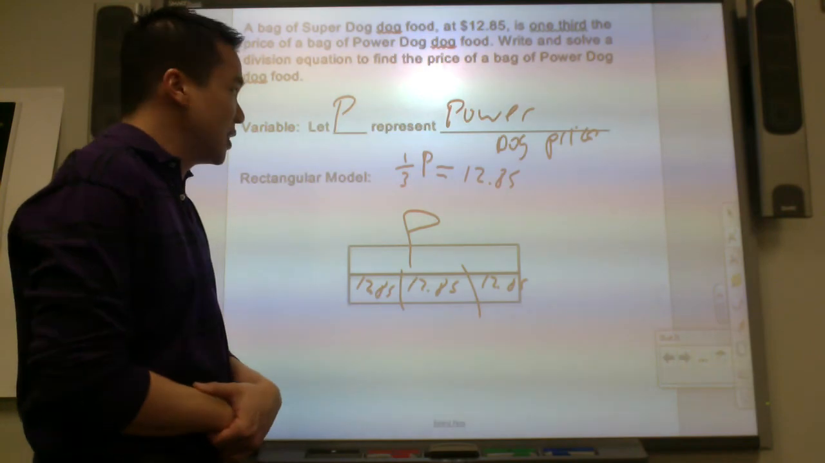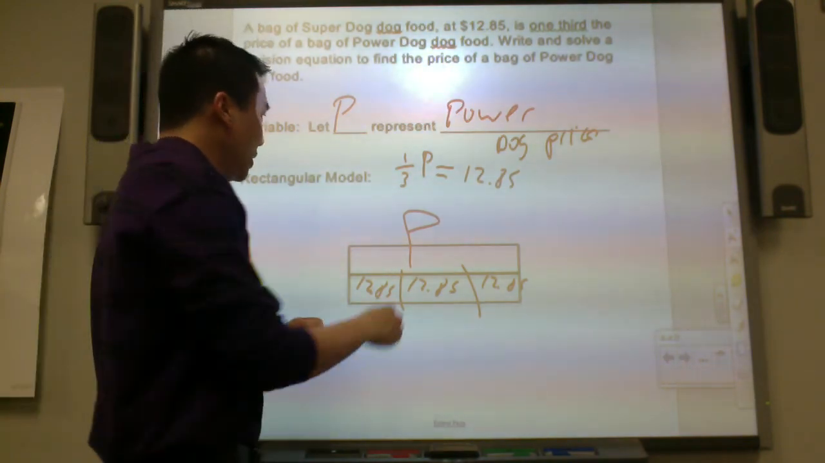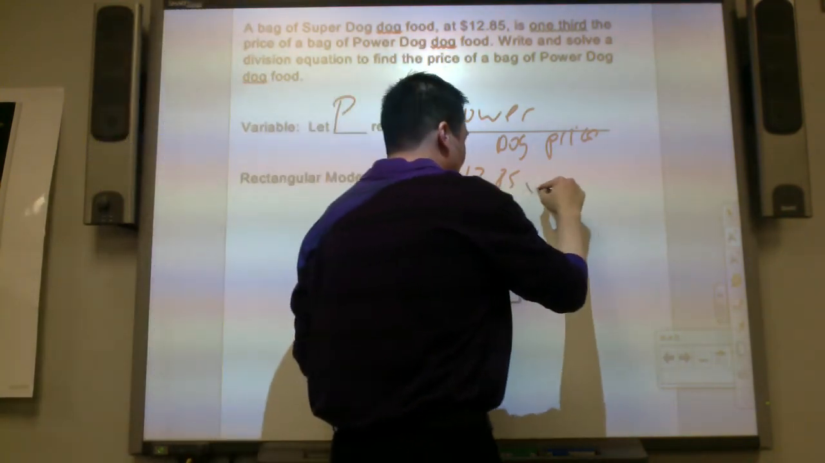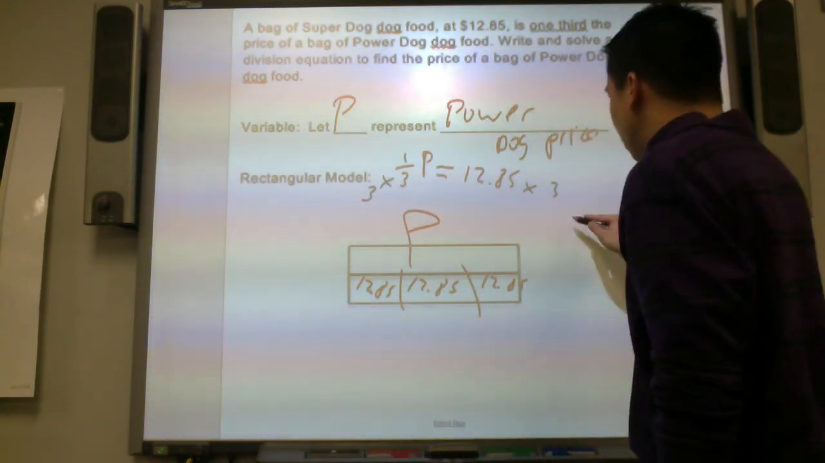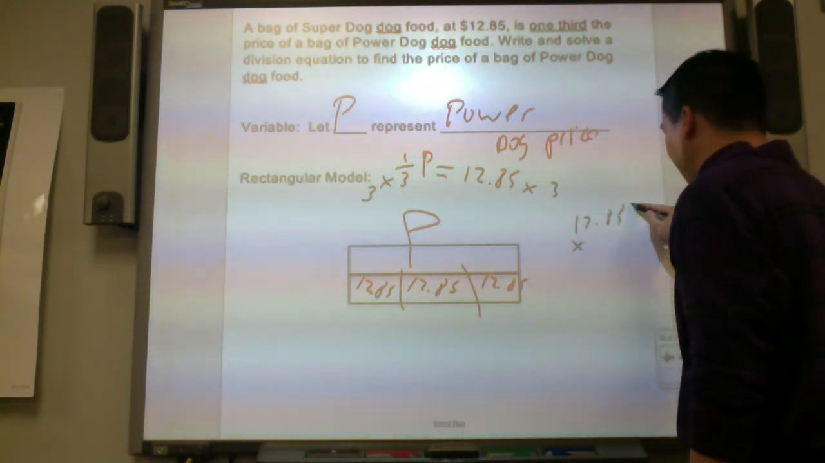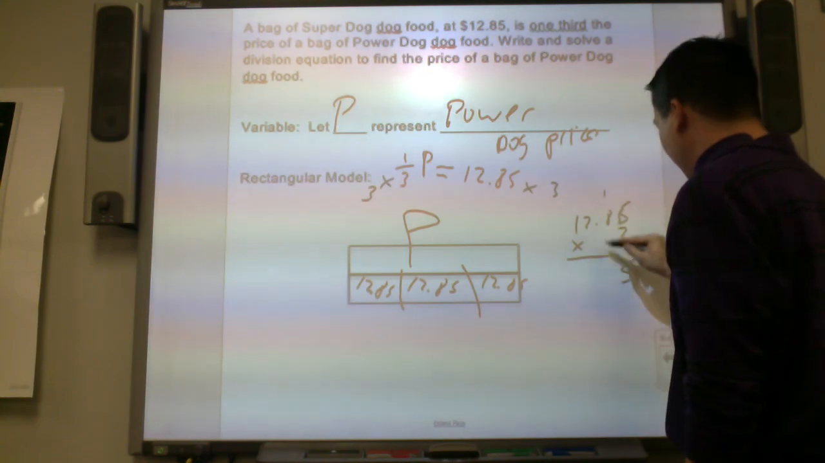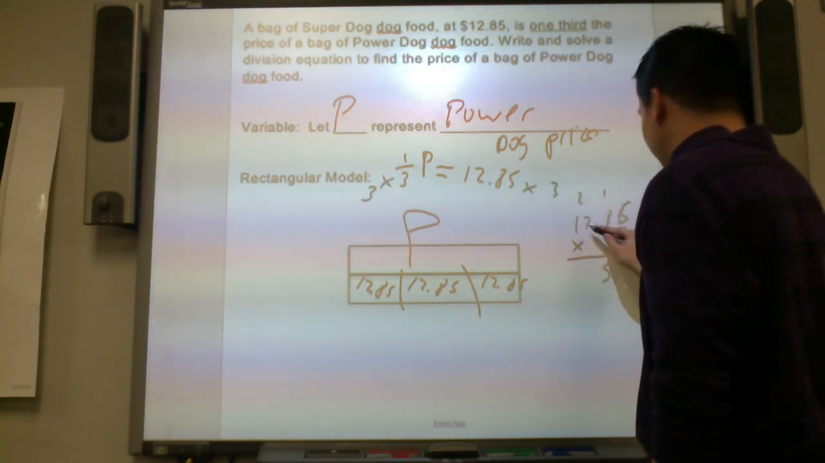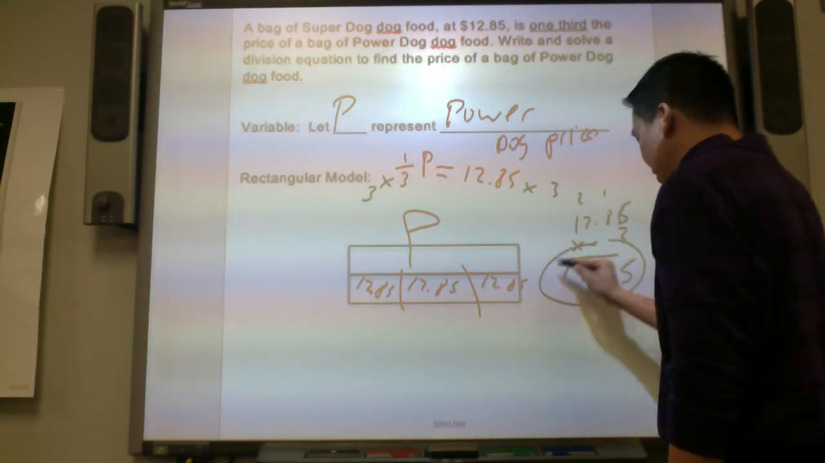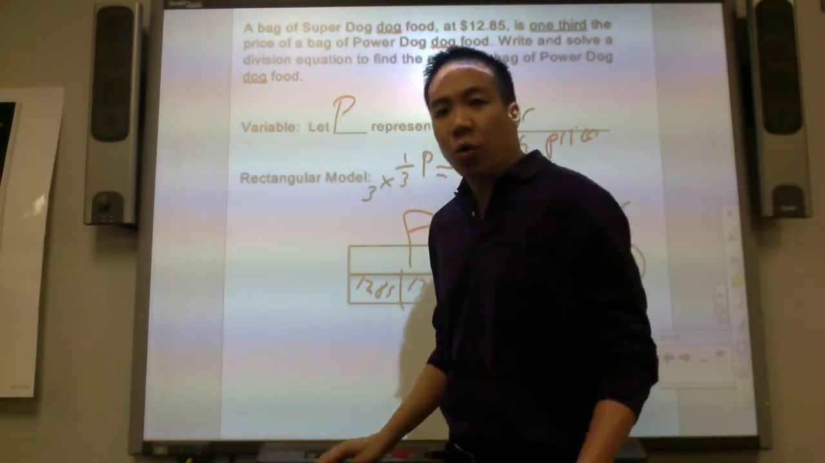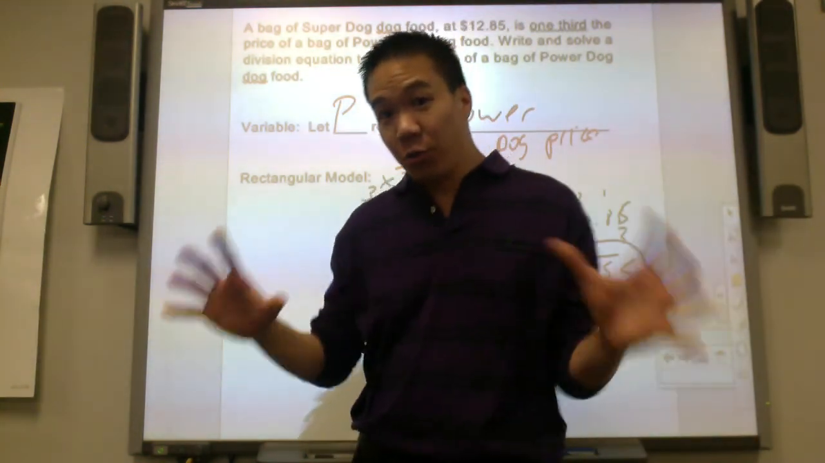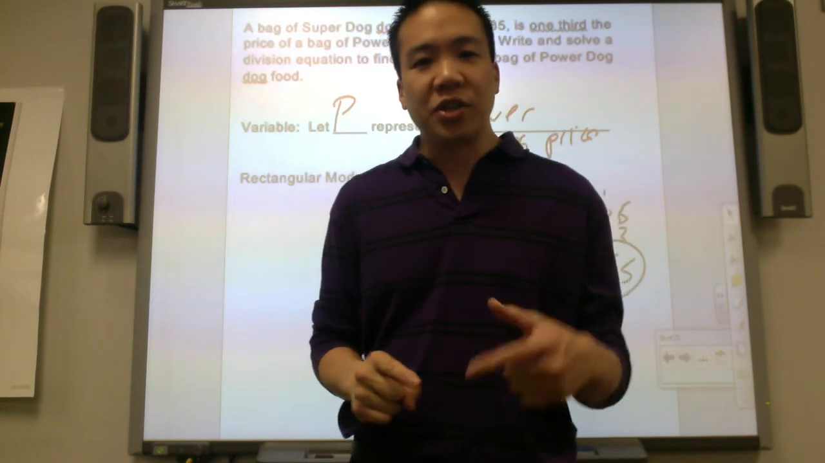What is the opposite of 1/3 or divide by 3? Times 3. So what's 12.85 times 3? It is 15 carry 1, 25 carry 2, that's 6 and 8, $38.55. So what we talked about this, if you're still watching this, is multiplying dividing equation.